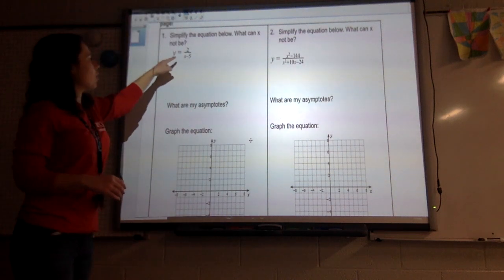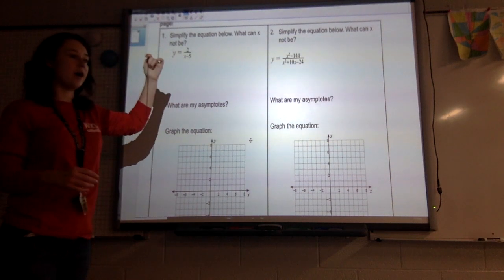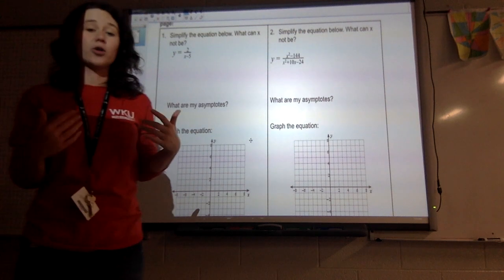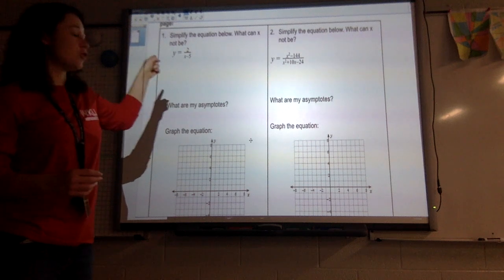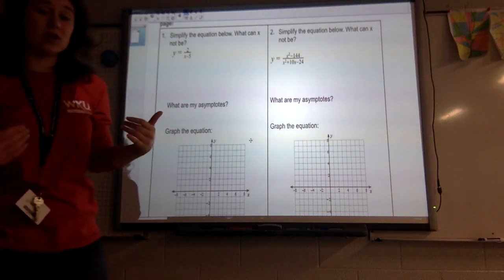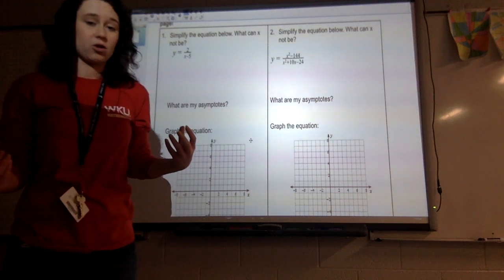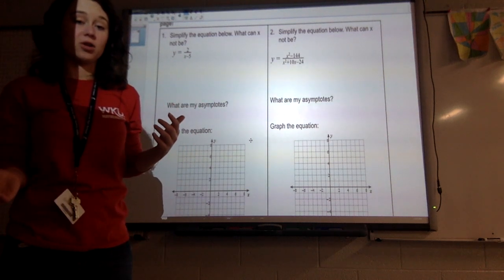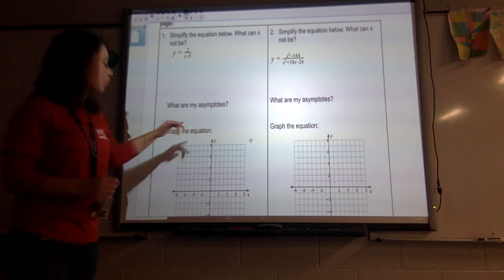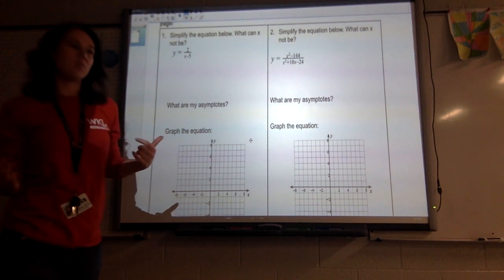So in example 1, I have a 2, an x, and a 5. Well, there's nothing that goes into all three of those, so there's nothing in common I can pull out. And I also can't do the x method because there's no x squareds there, so I can't factor it. So in this case, on example 1, I can't simplify that fraction. So I go to my second question, which is what are my asymptotes?